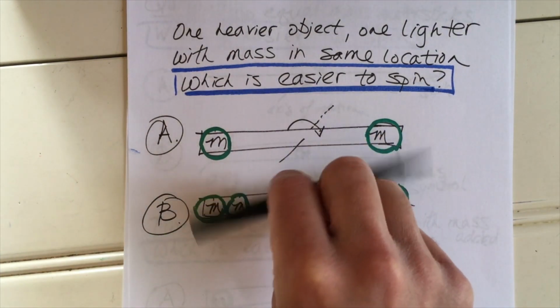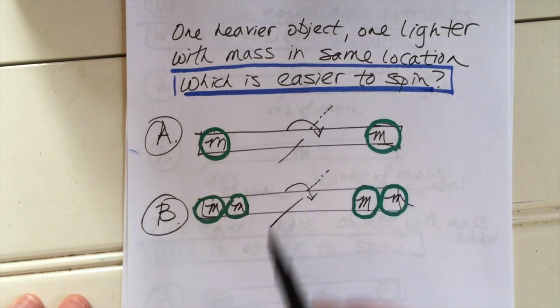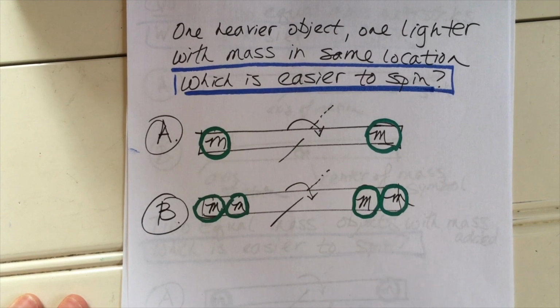Once again, spinning about its center of mass right here, where the axis of rotation symbol is drawn. And go ahead and take your guess there, A or B. All right, so let's go ahead and try it.